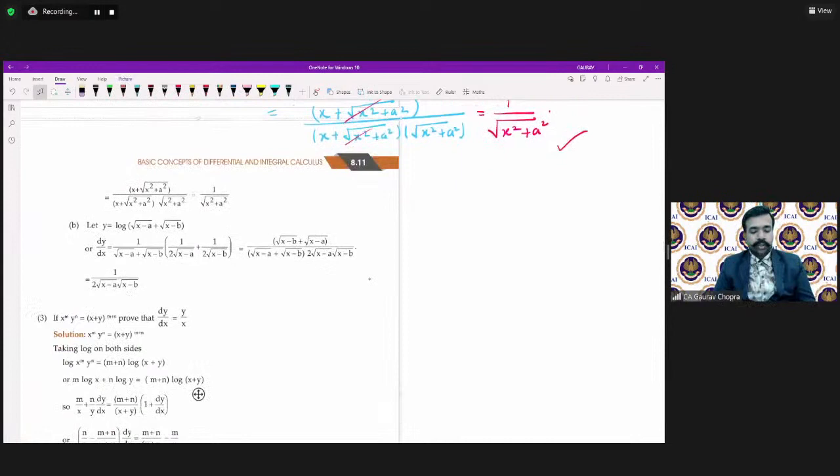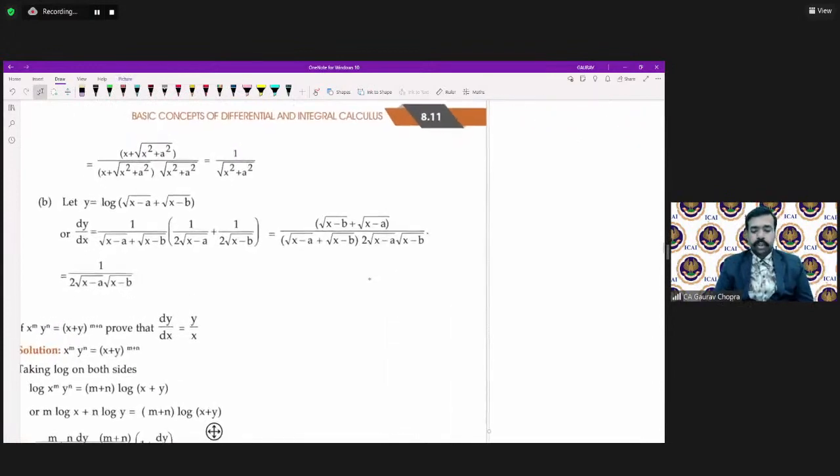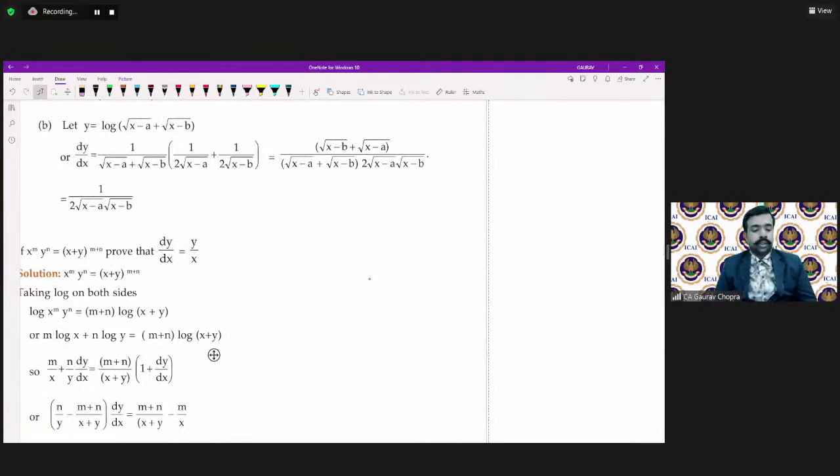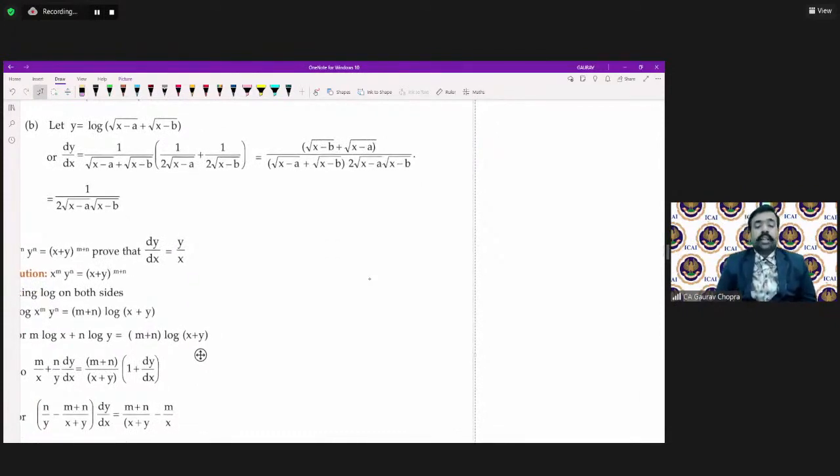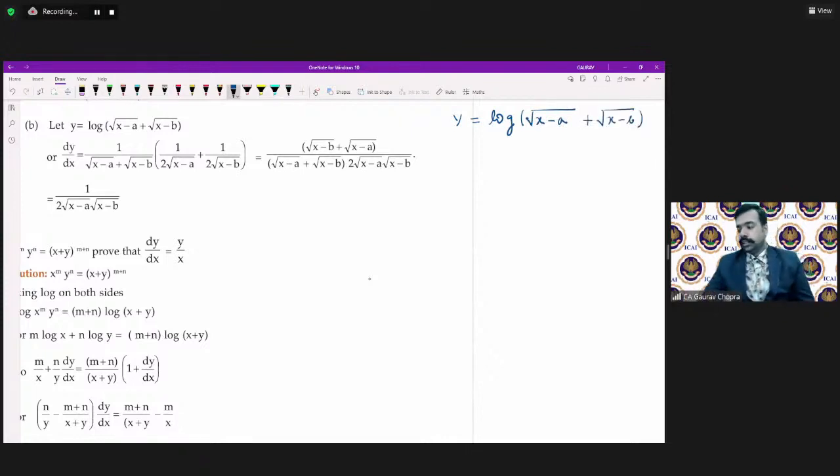Now a similar kind of example is there, one more. We will try this also, so that your doubts, if any, will get solved. Now we have y is equal to log of root x minus a plus root x minus b. This is the question now. All right.